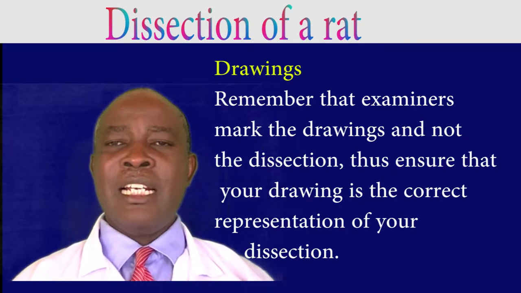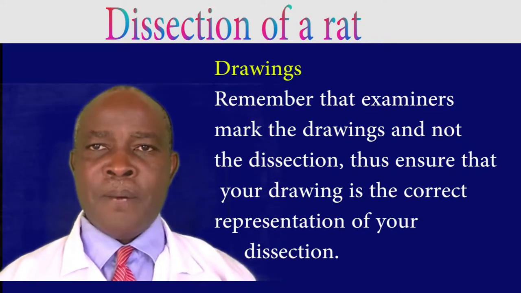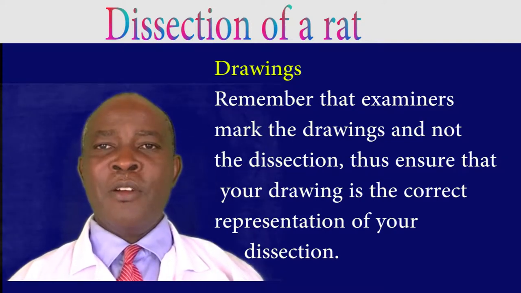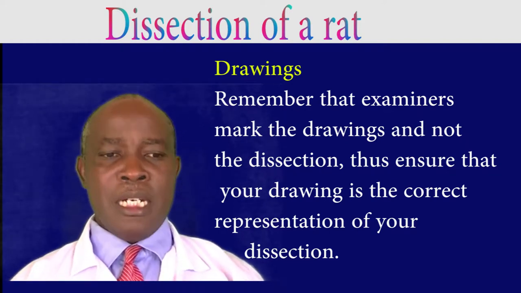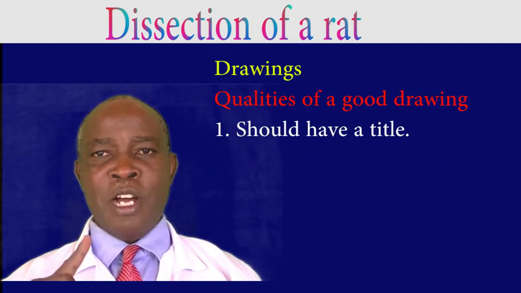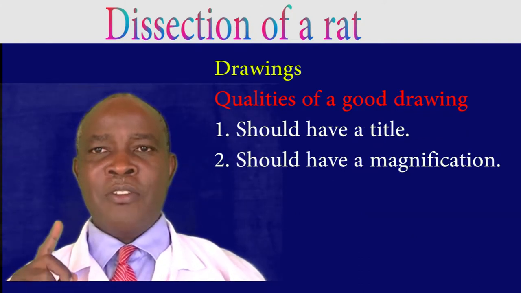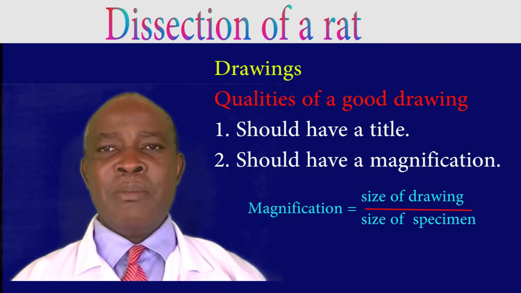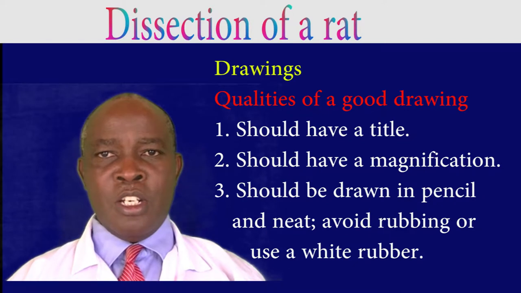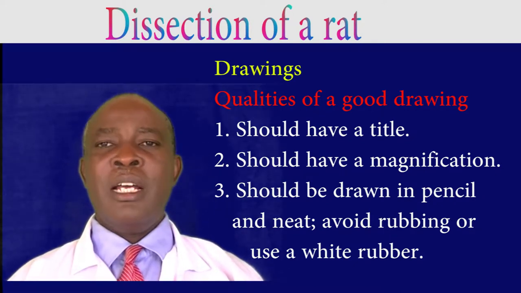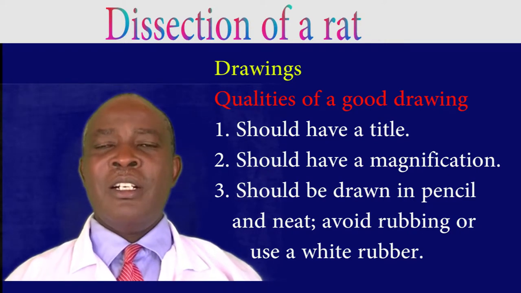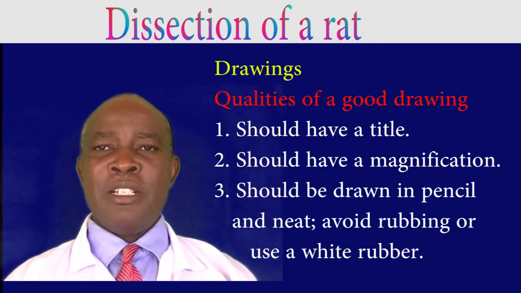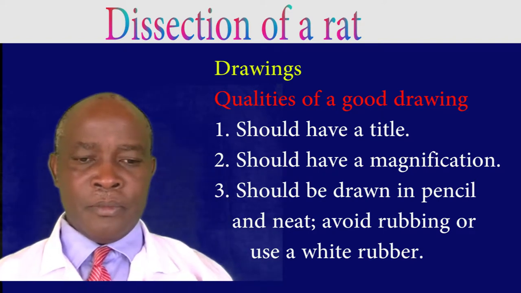Drawings. Remember that examiners mark the drawing but not your dissection. Ensure that your drawing is the correct representation of your dissection. A drawing should have a title. A drawing should have a magnification. A magnification is the number of times a drawing is as big as the specimen. You should draw your diagram in pencil. Avoid rubbing. If you have to rub, the rub marks should not be seen, otherwise your diagram is not going to be neat. You should have a white rubber.